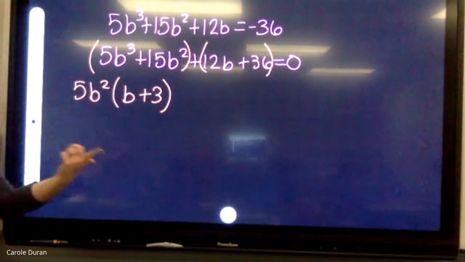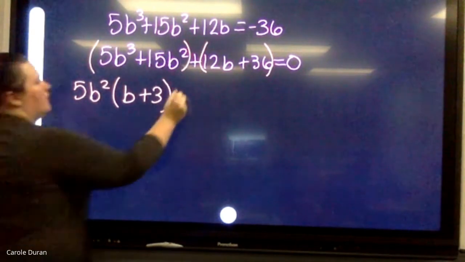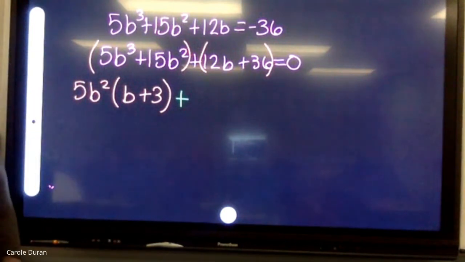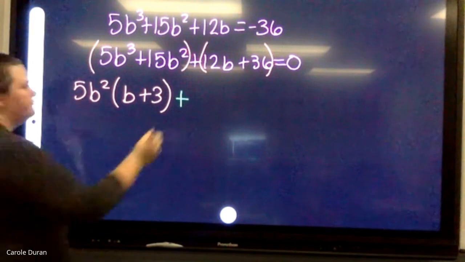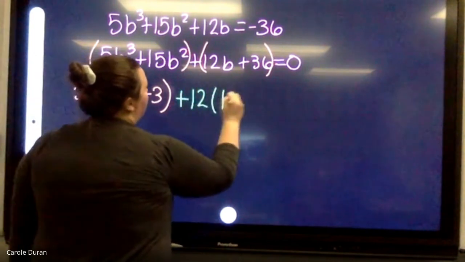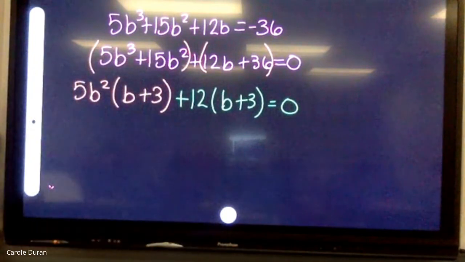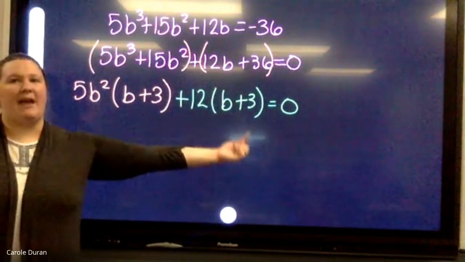And then I move to my second grouping. What can I take out of 12b and 36? 12. What I'm left with is b plus 3. Is that a good thing? Yes, because I want these two to match.